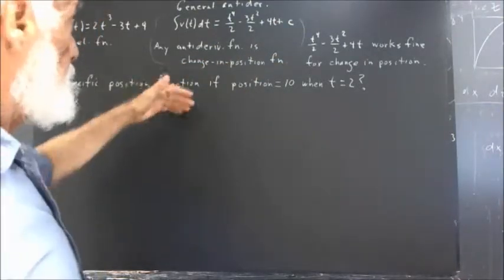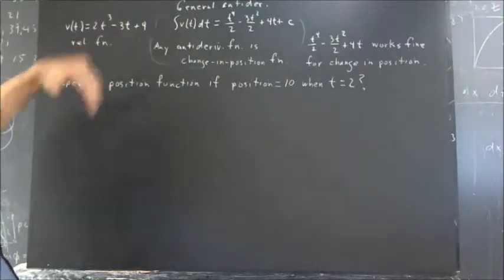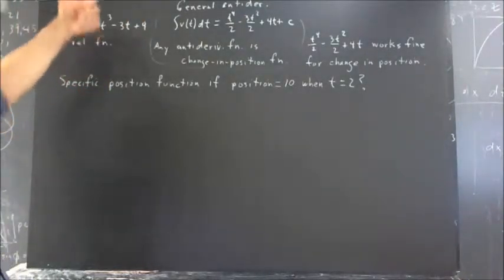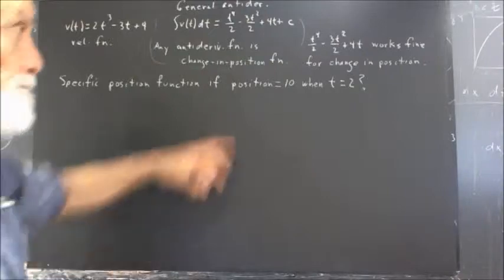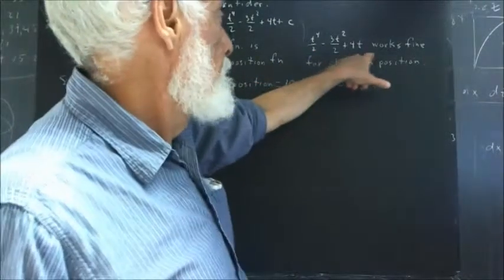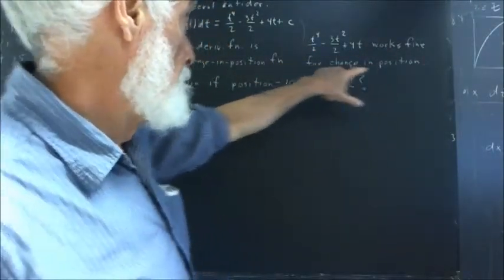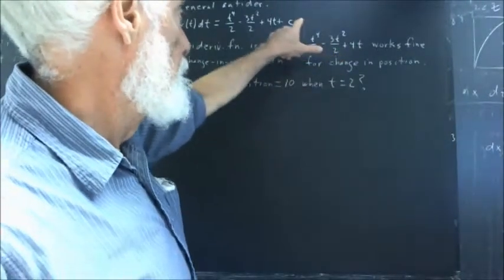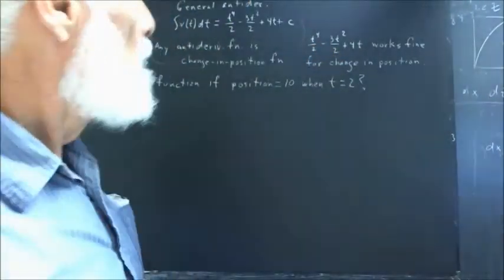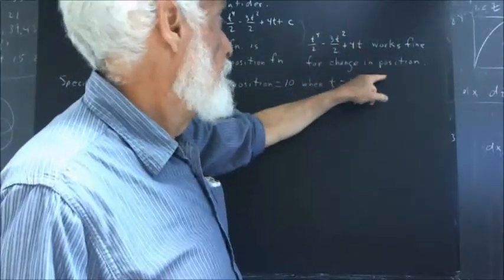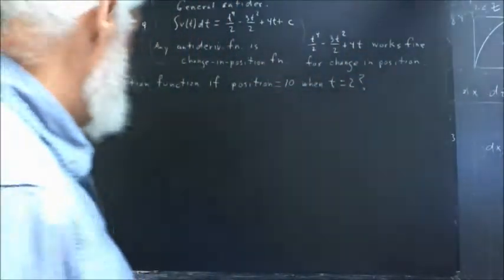so that we can evaluate any specific antiderivative at t equals 4 and t equals 7 and get the change in position between t equals 4 and t equals 7. This works fine for any change in position. The antiderivative function for c equals 0, we don't need to carry that c around. The change in this function will be our change in position.